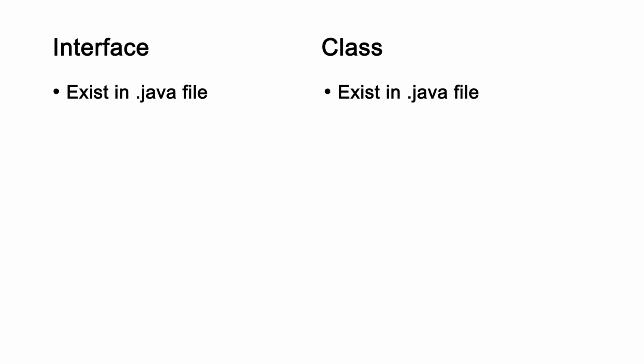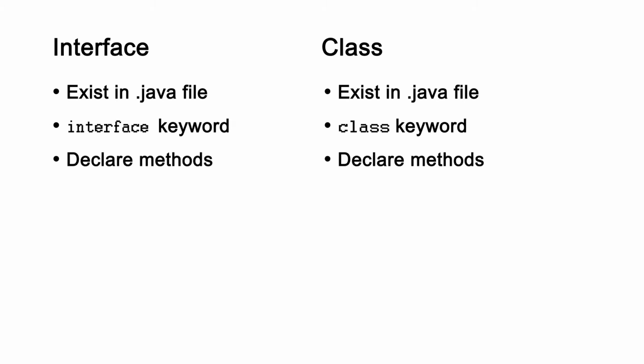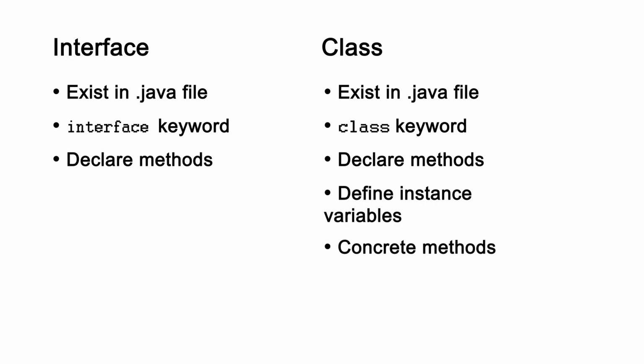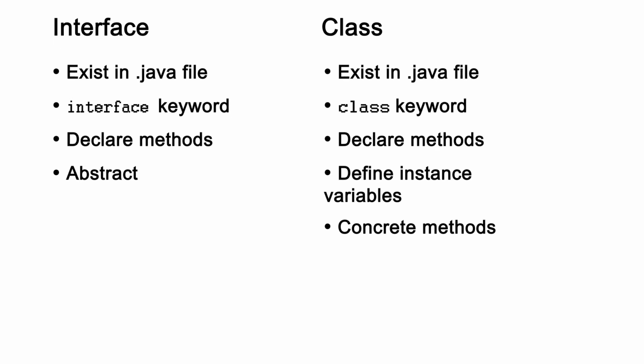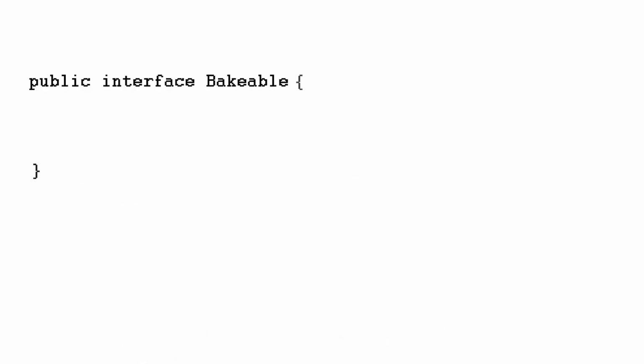We create interfaces much like we create classes in Java, in their own file. But rather than using the class keyword, we write public interface bakeable. Like classes, interfaces also declare methods. However, while classes have defined instance variables and concrete methods, interfaces are highly abstract. They can only declare methods, but not define any code for these methods or for any instance variables. For example, if we want our bakeable interface to contain a bake method, we would write it placing a semicolon after the parentheses and not writing a method definition.